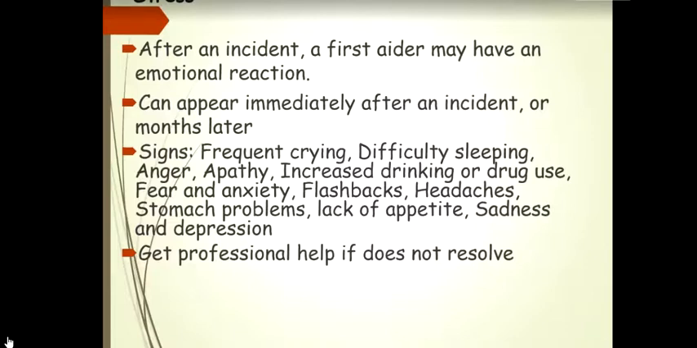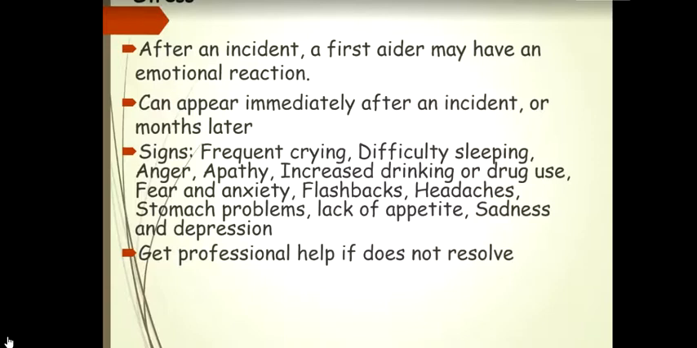If any of these signs of stress, or what we call PTS, post-traumatic stress, occur, get professional help if it does not resolve. It's important to sit back after an emergency situation and talk about it with a few people. Talk about what you saw, what happened. It helps us to kick in our coping mechanisms, because failure of our coping mechanisms results in post-traumatic stress.